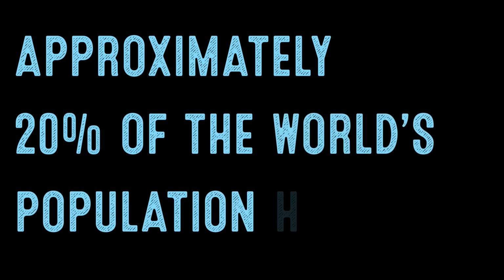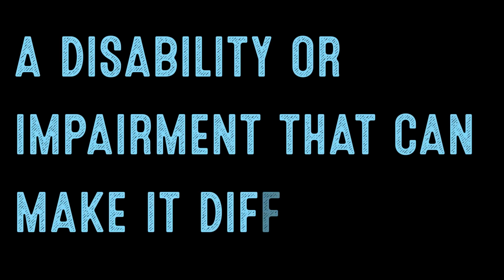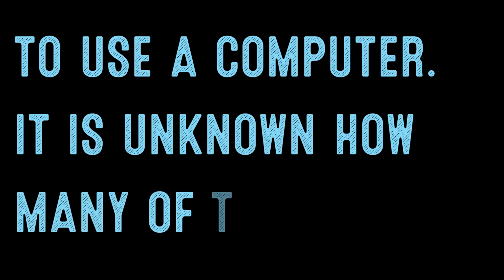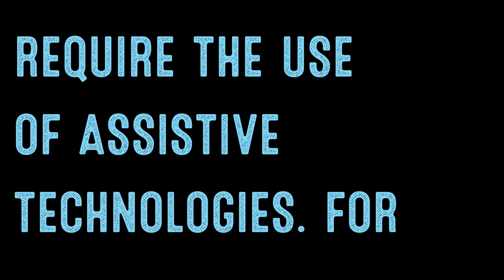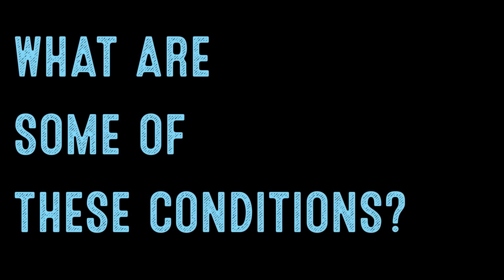The scope of the problem. Approximately 20% of the world's population has a disability or impairment that can make it difficult to use a computer. It is unknown how many people require the use of assistive technologies from this group. For some, the impairment is temporary, but for others, it is a permanent disability. What are some of these conditions?